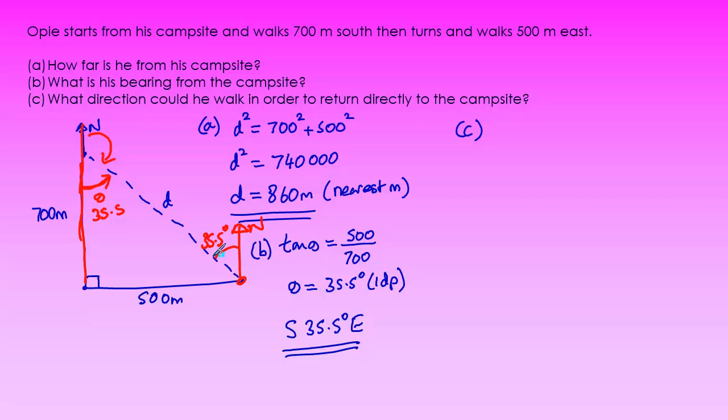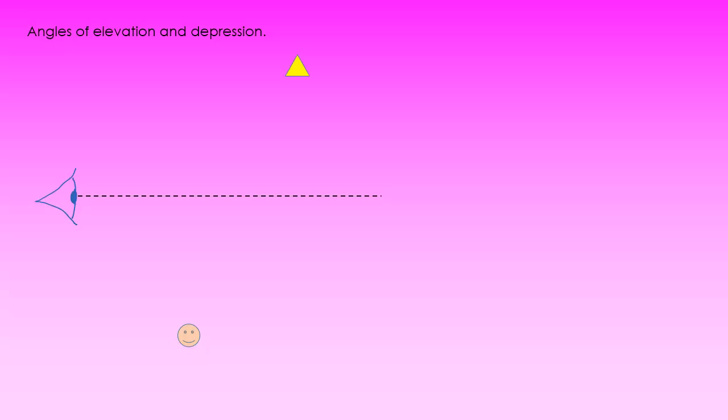So, how would we describe this direction up here? Starting at north, he would turn 35.5 degrees towards the west. Also in this particular section we have angles of elevation and depression.